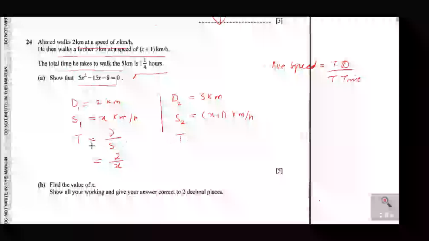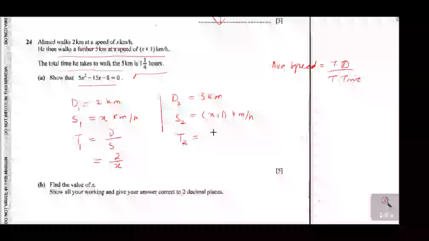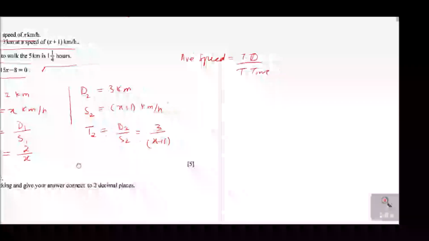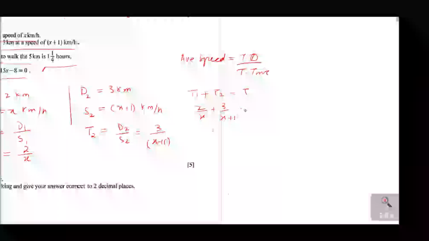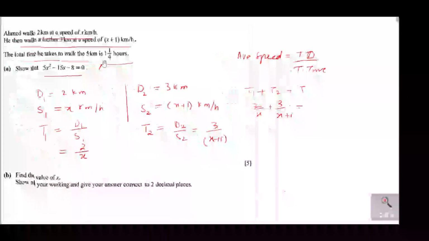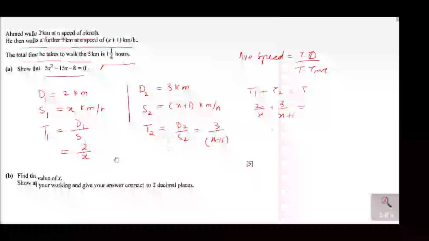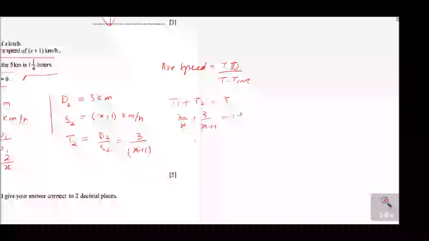This time is t1, and the next part of walking, t2 is equal to d2 over s2. This will be equal to 3 over x plus 1. And the total time will be equal to t1 plus t2. We write t1 plus t2 equal to, t1 here is 2 over x, t2 is 3 over x plus 1, equal to, look here, the total time of 5 kilometer is 1 over 4 hours. We write 1 over 4. Now simplify the left side.